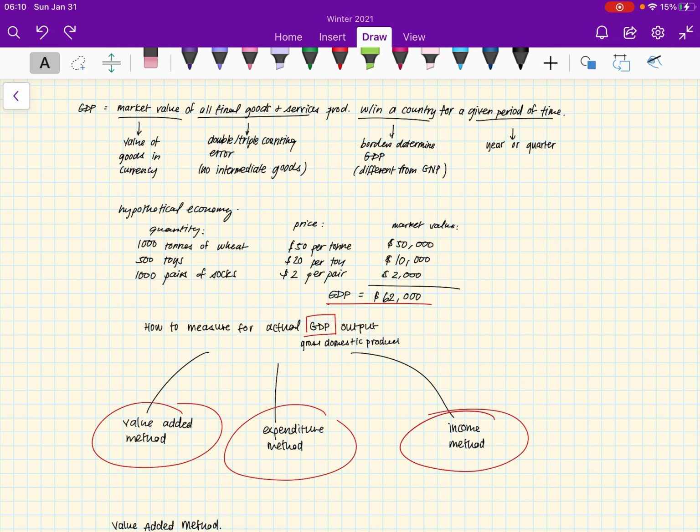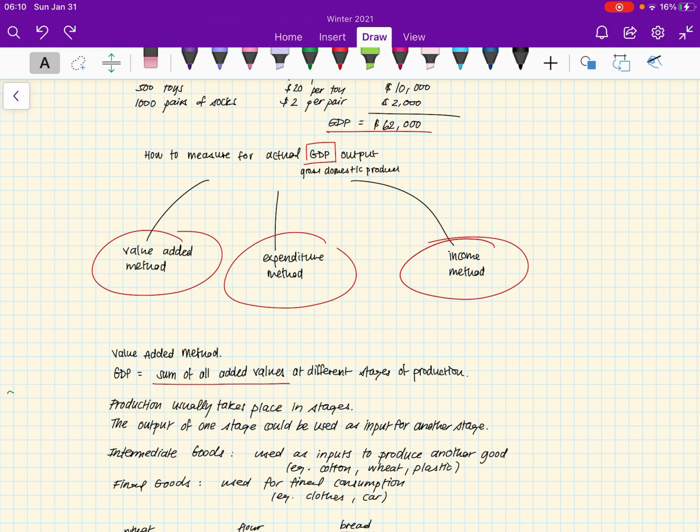There are 500 toys valued at $20 per toy. The market value of toys is $10,000. And finally, we have 1,000 pairs of socks valued at $2 per pair. The market value of socks is $2,000. The GDP is the sum of these three market values. Therefore, GDP is equal to $62,000.